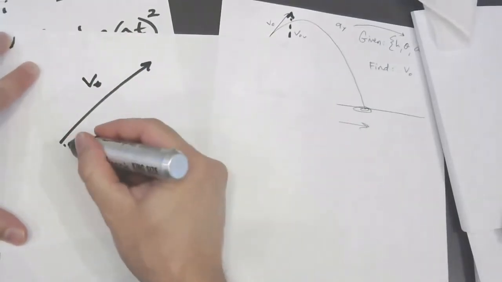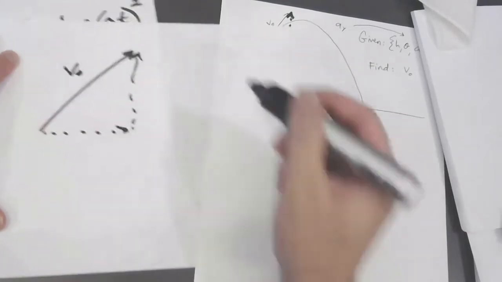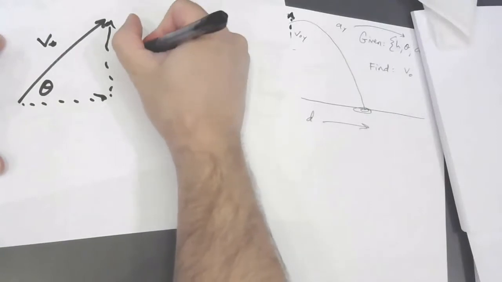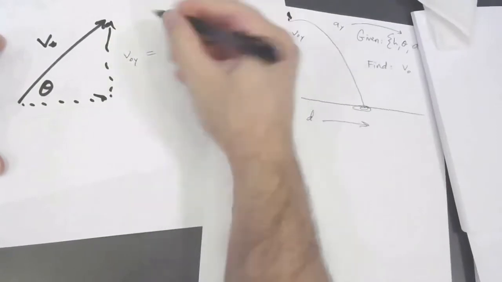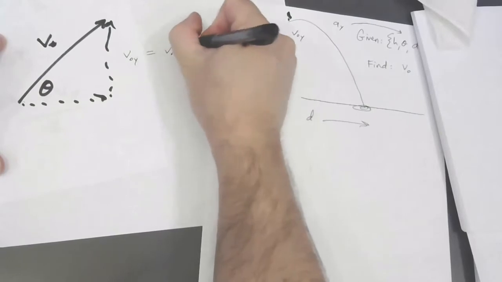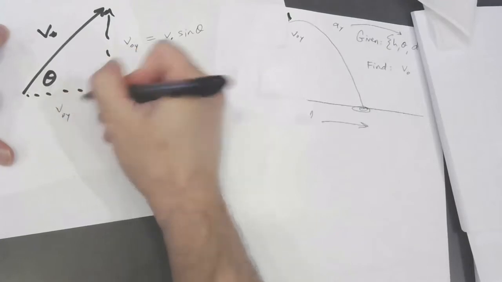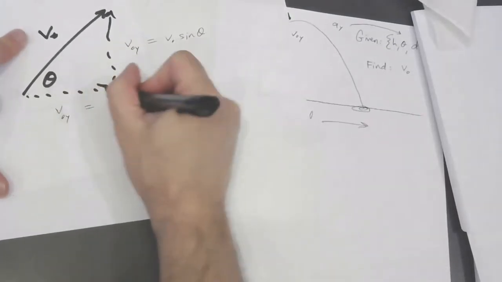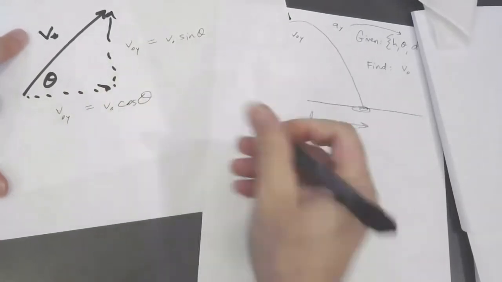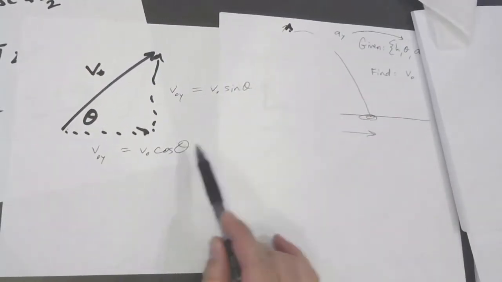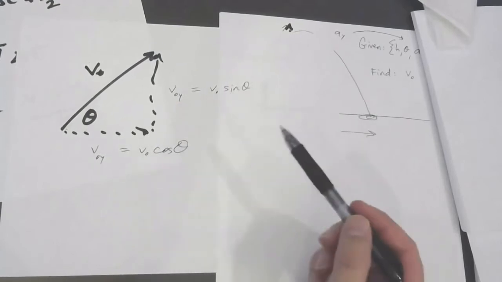Okay, initial velocity vector, here's the components. That's pretty sloppy. We've got an angle that we call theta, and notice that angle has been measured clockwise from the positive x-axis. And that means we can use these formulas. V naught y, the y component, would be the hypotenuse times the sine of theta, and the adjacent side, the x component of the velocity, would be the hypotenuse times the cosine of theta.